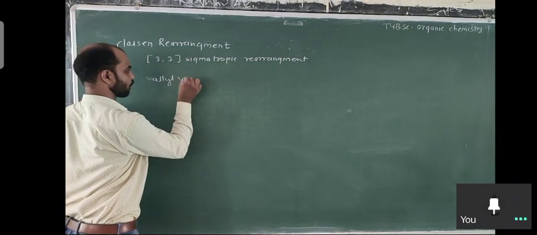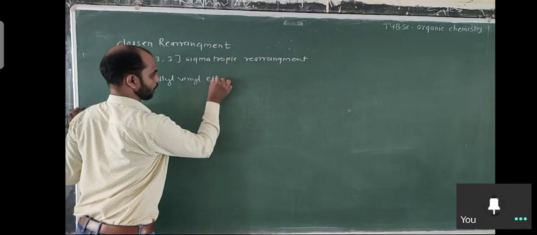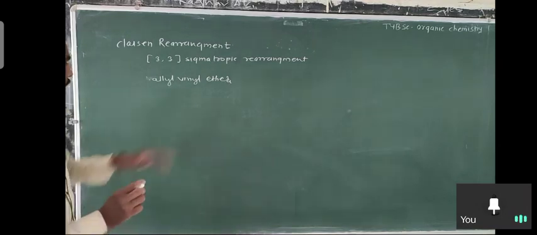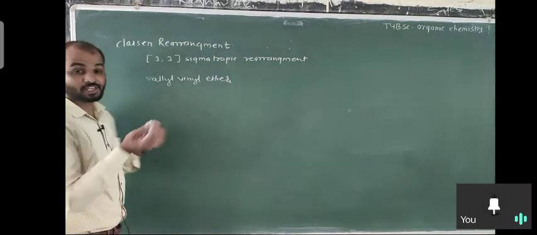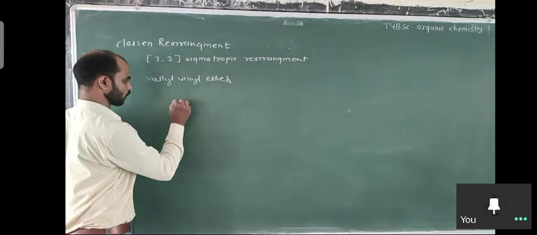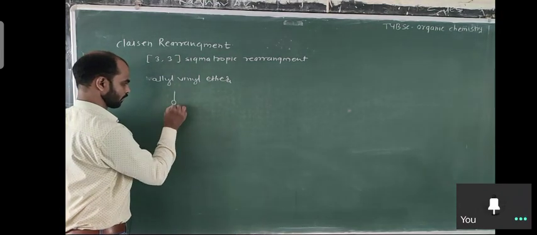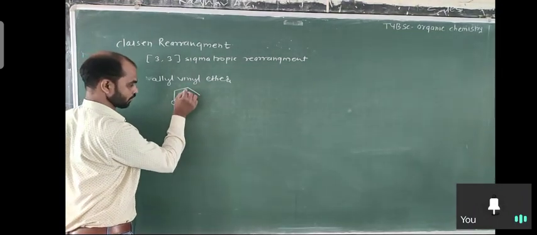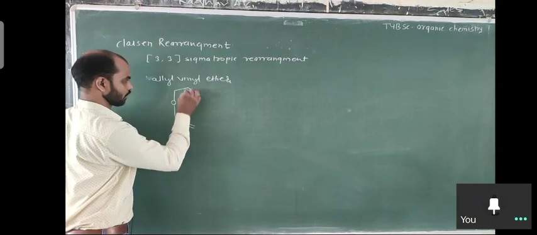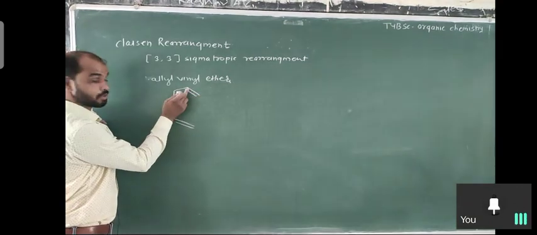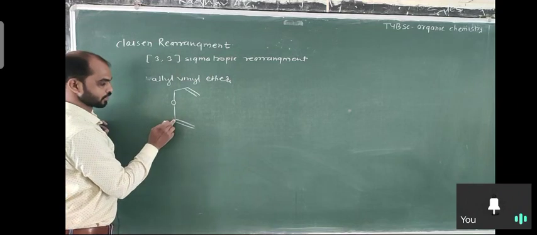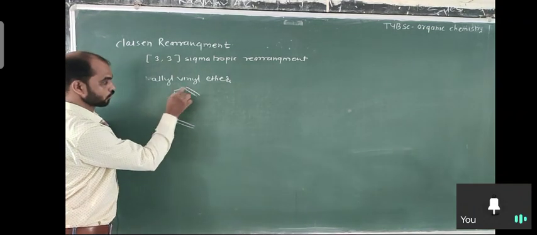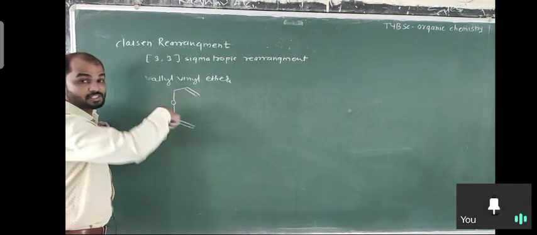allyl vinyl ether is used as a starting material. What is the allyl vinyl ether? Oxygen. Suppose here two carbons. Allyl position means this is the allyl position, this double bond. And this one is the vinyl position. So it is a 3,3 sigmatropic rearrangement: 1, 2, 3, 1, 2, 3.